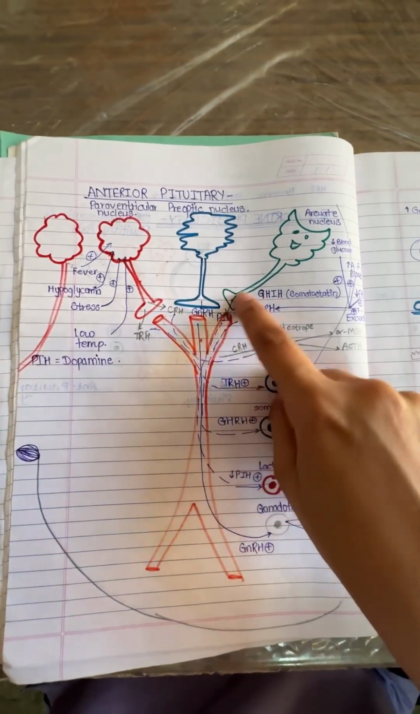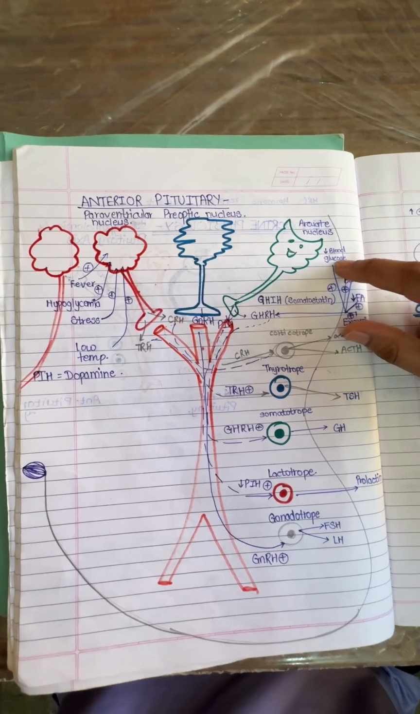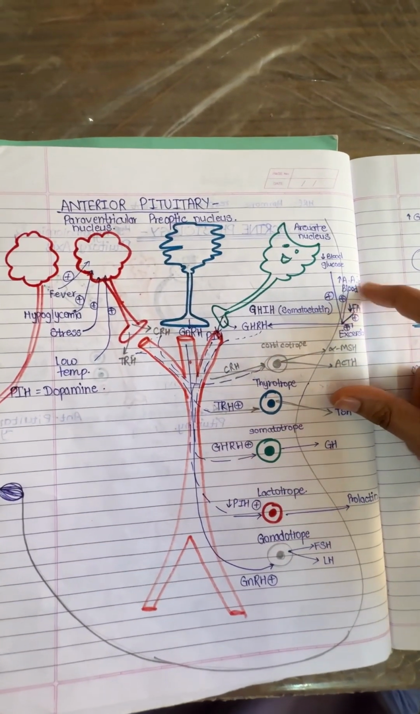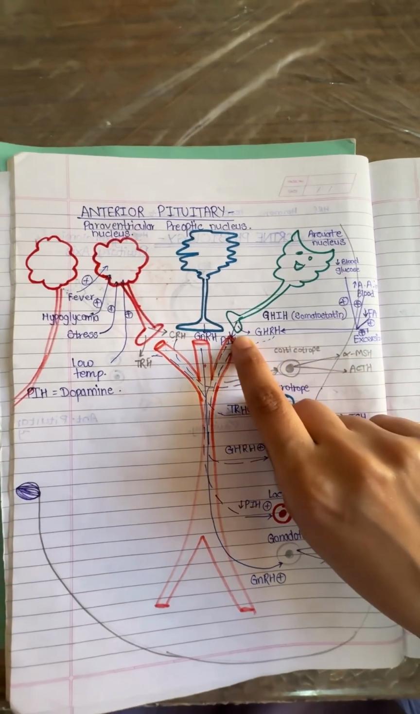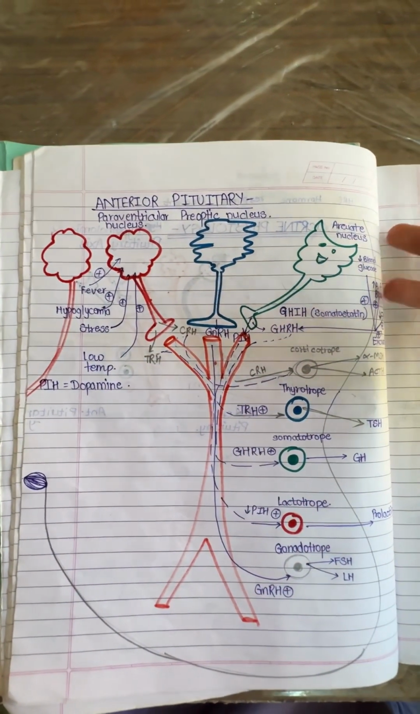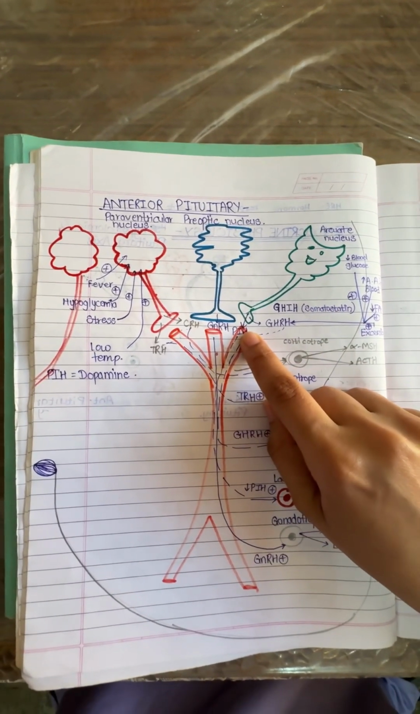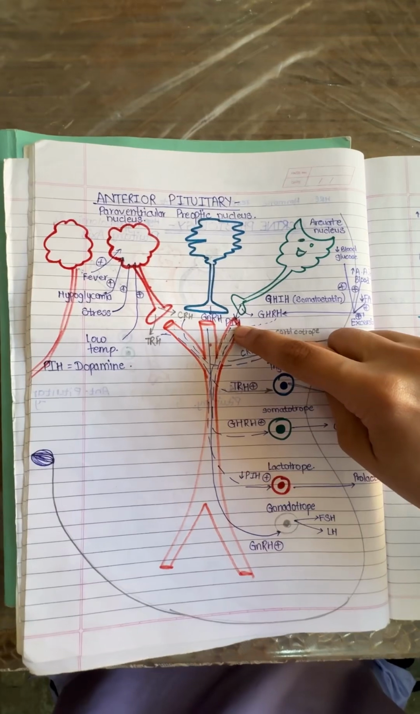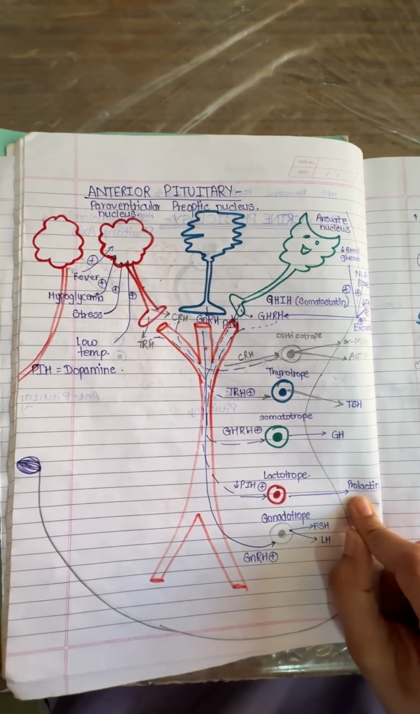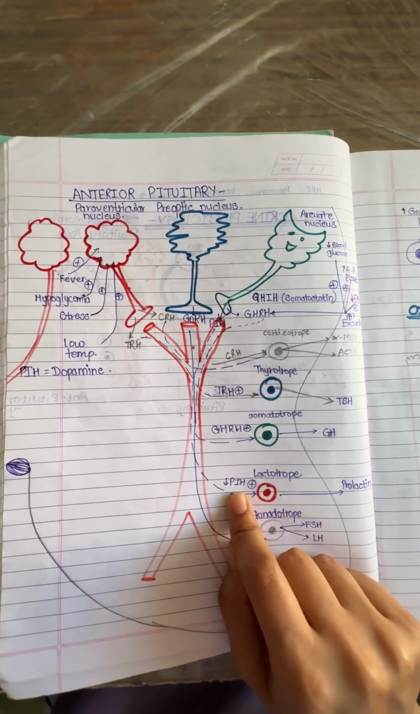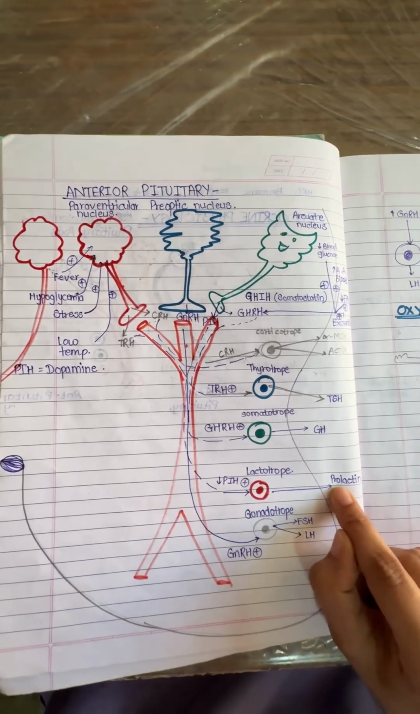Then you have PIH released by the arcuate nucleus. It is often triggered by reduced blood glucose, increased amino acids in the blood, decreased fatty acids, or exercise, and it increases the release of growth hormone releasing hormone. Prolactin inhibiting hormone acts on the lactotrope and reduces prolactin production. So when the production of prolactin inhibiting hormone decreases, the lactotrope is activated and prolactin is produced.